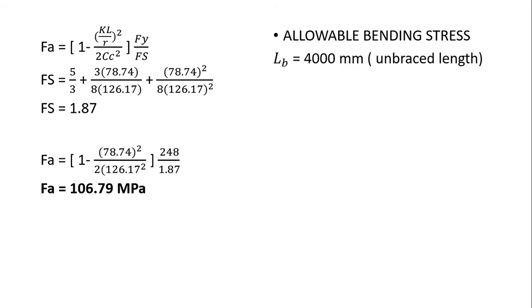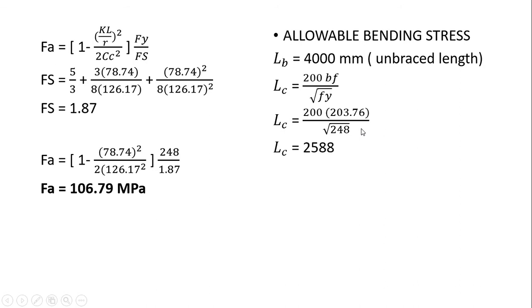So, Lb is 4,000 mm for the unbraced length. Then, Lc is equal to 200 times BF over square root of Fy. This BF is from the properties of the column. So, substitute the value. So, 200 times 203.76 over square root of 248. So Lc is equal to 2,588 millimeters.